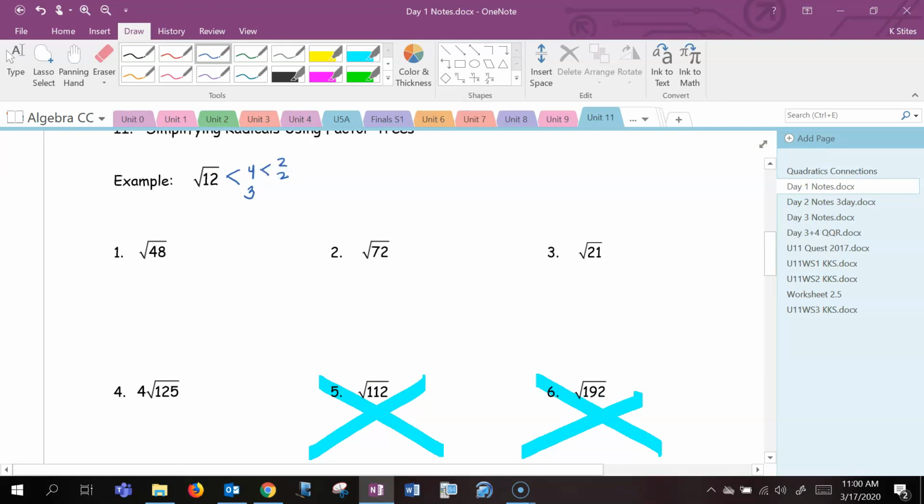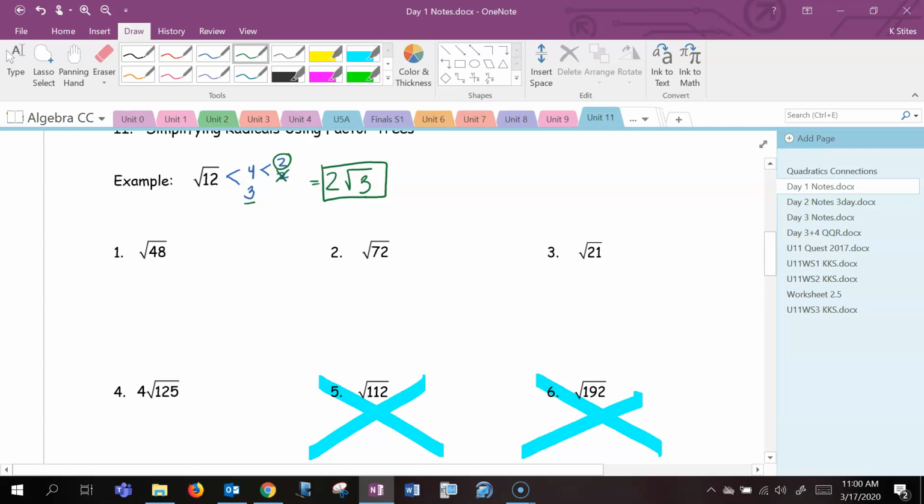You are looking for pairs. So I have a pair of 2's. I'm going to circle, cross out. The 3 does not have a pair, so I'm underlining it. Remember, we don't care about the 4 because the 4 broke down further. We just care about the ones that can't break down anymore. And then 2 root 3 would be our answer. Remember, underlines go under the root.